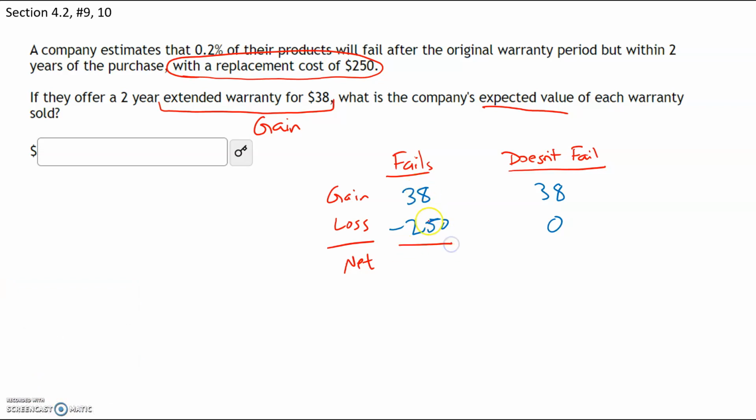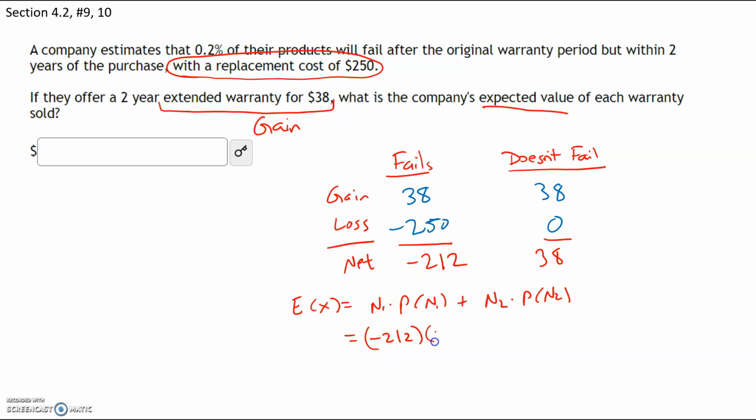The net is always going to be the gain minus the loss. So if we take 38 minus 250, that's going to be negative 212. And if we take 38 plus 0, that'll be 38. So to get the net, you're just adding the gain and the loss. Now, expected value is going to look like this. It's going to be the first net times the probability of that, plus the second net times the probability of that. So the first net value is negative 212.